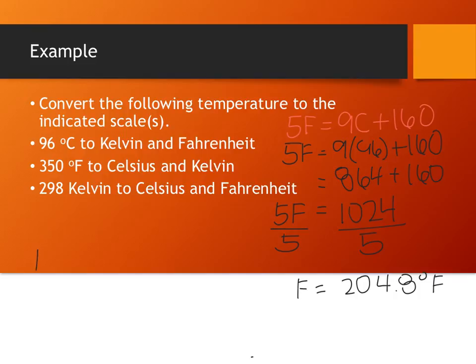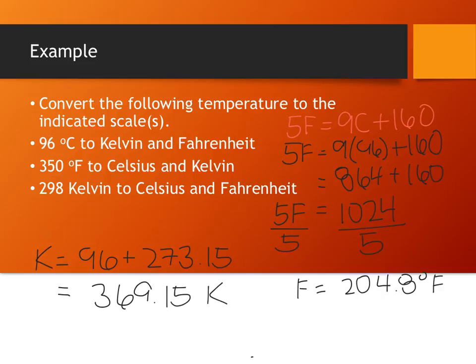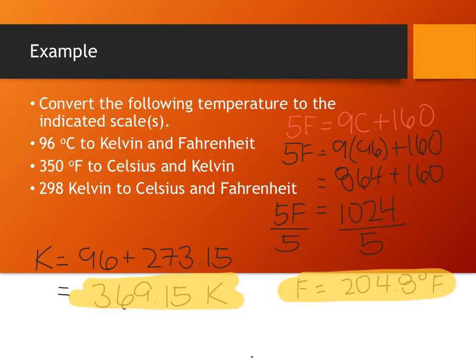So Kelvin then is going to equal 96 plus 273.15. And again, yes, you do need the 0.15. It's 369.15. All right, and those are our two answers. 369.15 Kelvin and 204.8 degrees Fahrenheit.